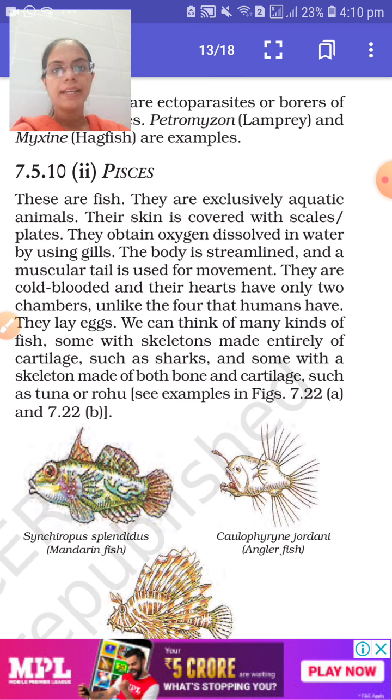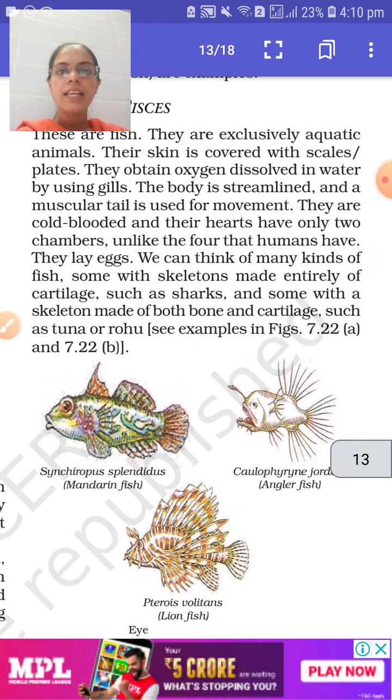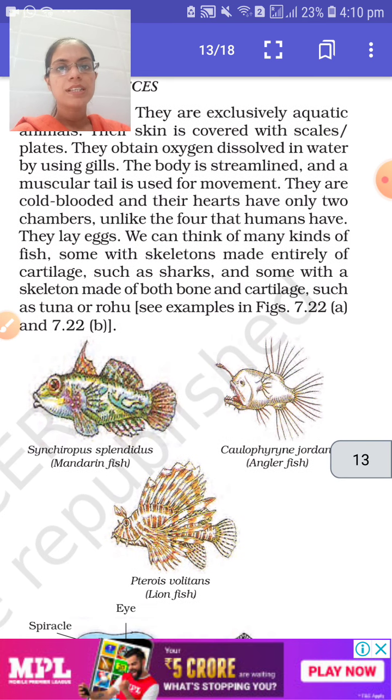They are cold-blooded. What is cold-blooded? They can change their body temperature according to the atmosphere. Their heart has only 2 chambers. Like humans, they do not have a 4-chambered heart. They have only a 2-chambered heart. They lay eggs, but humans are not oviparous; these organisms are viviparous.